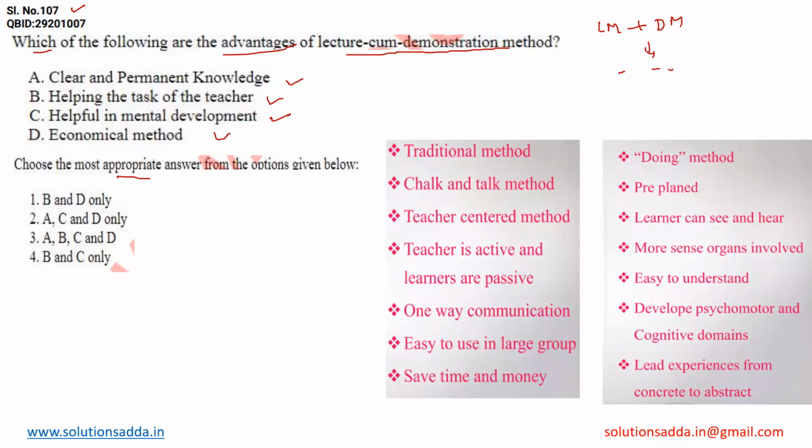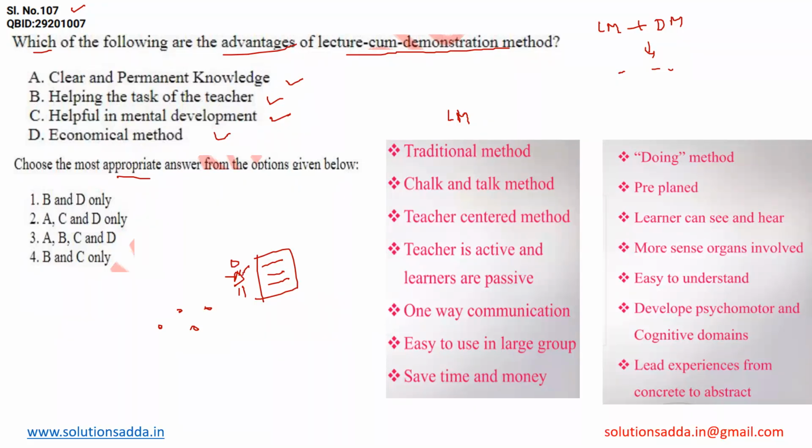In order to answer this question, we must know the difference between the lecture method and the lecture cum demonstration method. The lecture method is usually called the traditional method of teaching, in which a teacher stands in front of the board and teaches the students. The teacher writes the facts and information on the board and explains the topic to the students, and the students listen to the teacher and write down all the notes in the notebook.